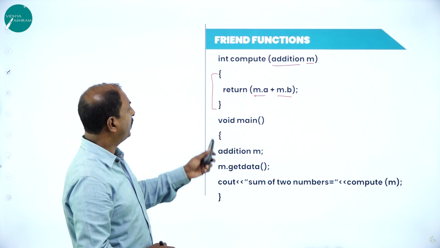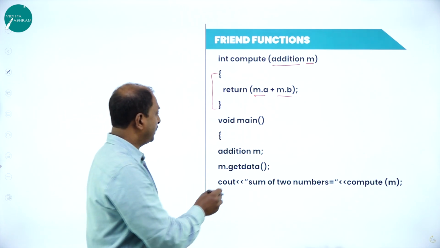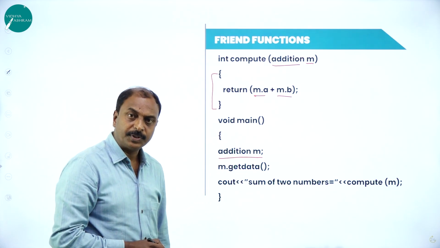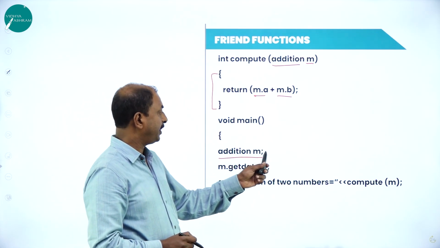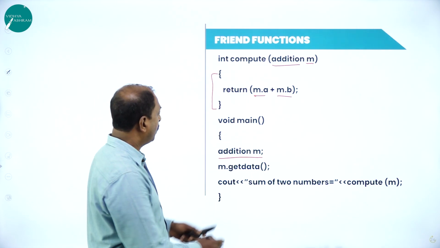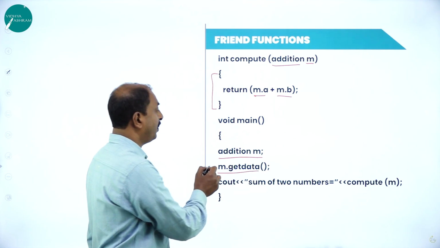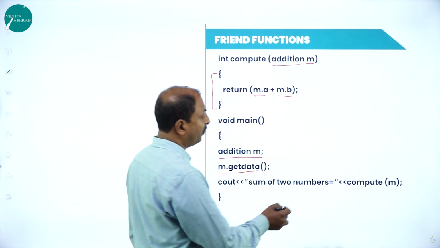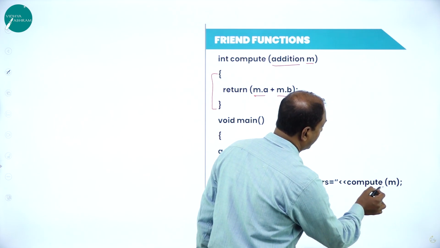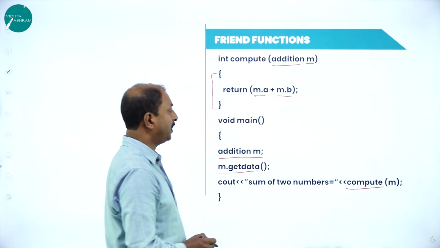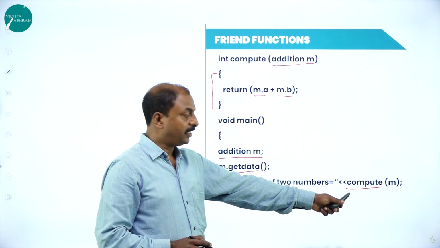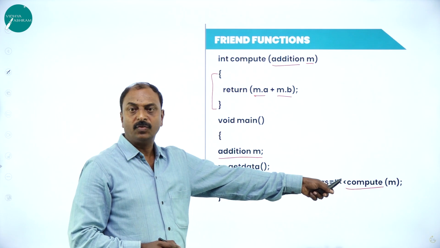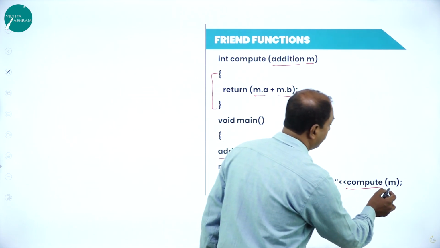Then after that, we open the main function. In the main function, the first step is declaring or defining an object of the class, addition m, and here m dot getData. This is how normally we invoke a normal function. Next, we invoke the friend function not as a member function, not with the object, not using m dot. So just normally we invoke the function, compute m.